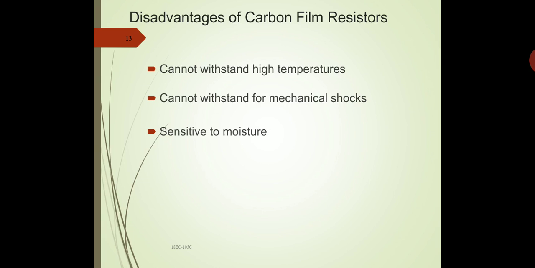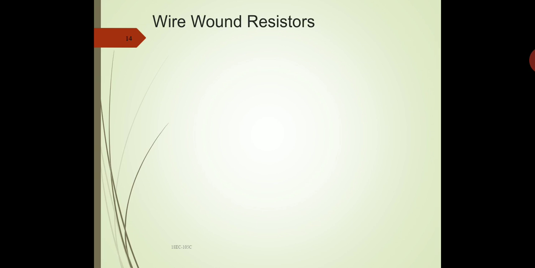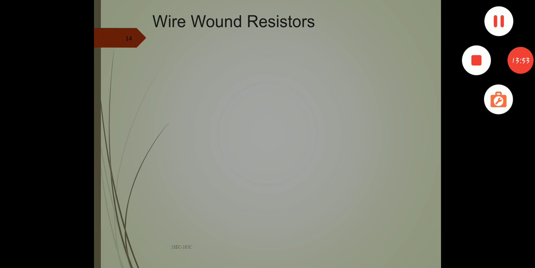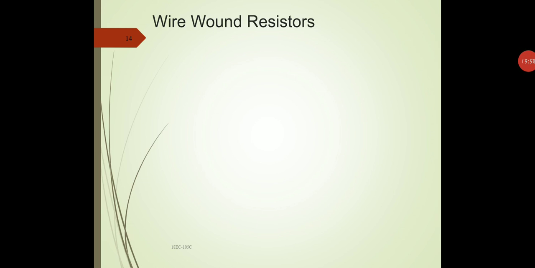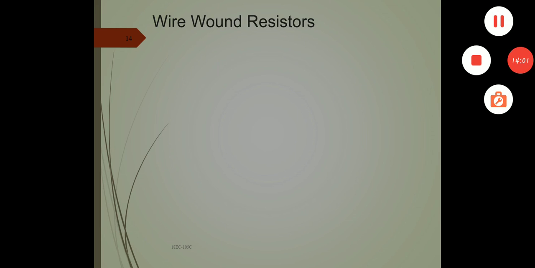because when moisture is there, it will act as contact between the two side by side spiral windings deposited on the cylinder. They are chemically reactive, hence they are unstable. We'll be seeing the wire wound resistors in our next lesson.